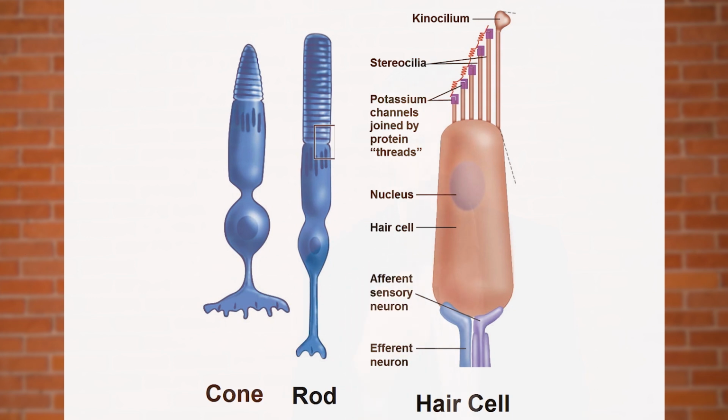Similarly, for the cells in your ears that are actually doing the hearing, those are going to be things like hair cells. Those hair cells will again be picking up the vibrations within the air and then transmitting those into a series of neurotransmitters, which are again being sent to the central nervous system via the sensory neurons.